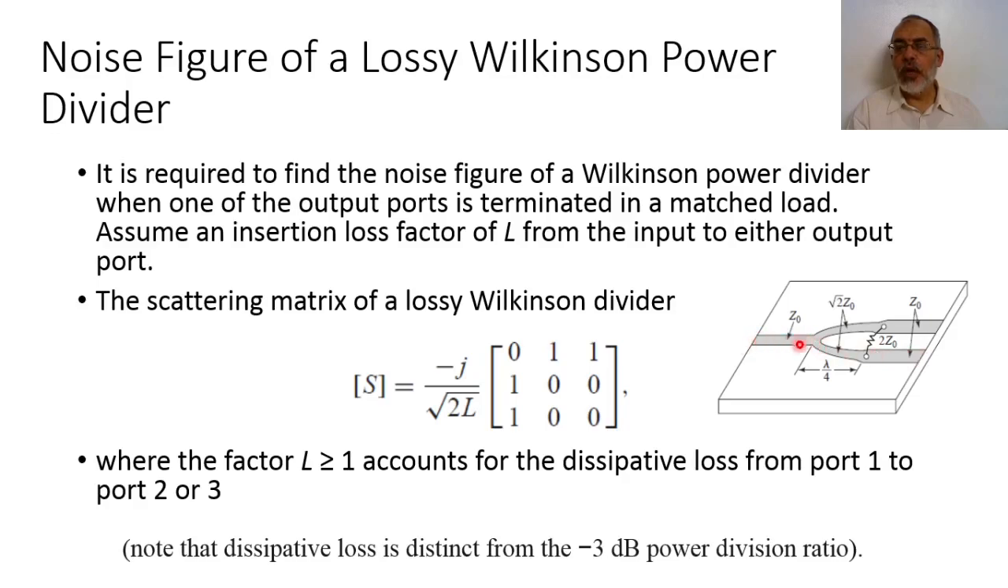In a similar way, from port 3, half of the power will be delivered to port 1, and the other half will be absorbed in the shunt resistance 2Z0. So S13, the power at port 1 due to the power at port 3, is 1/√2, and the power at port 2 due to port 3, S23, is 0.